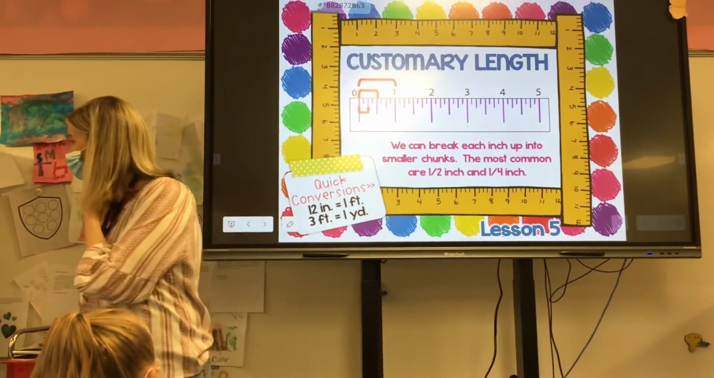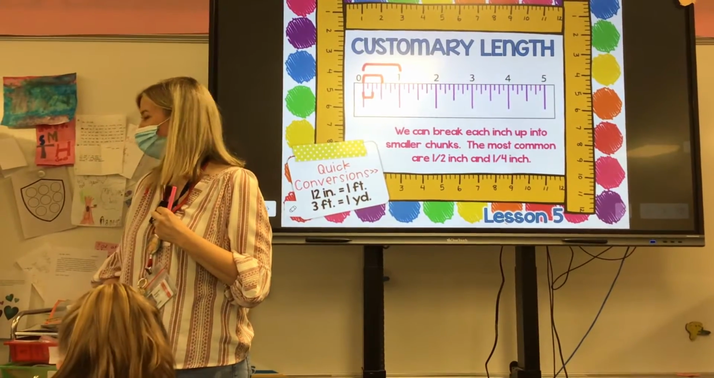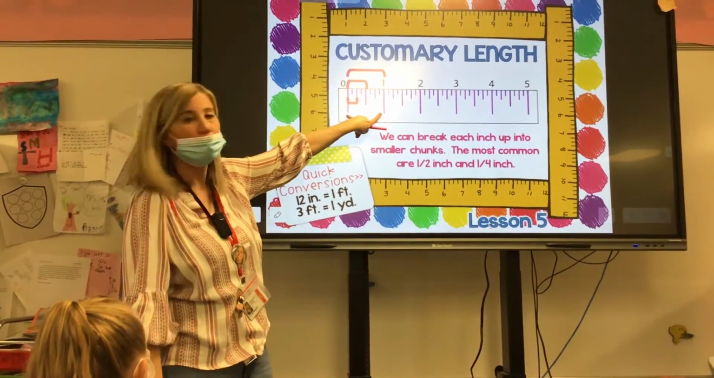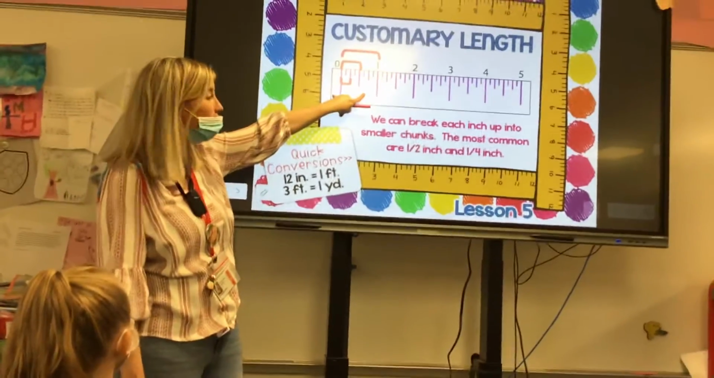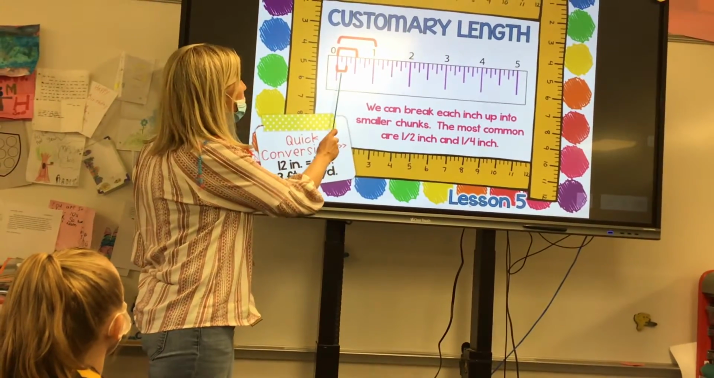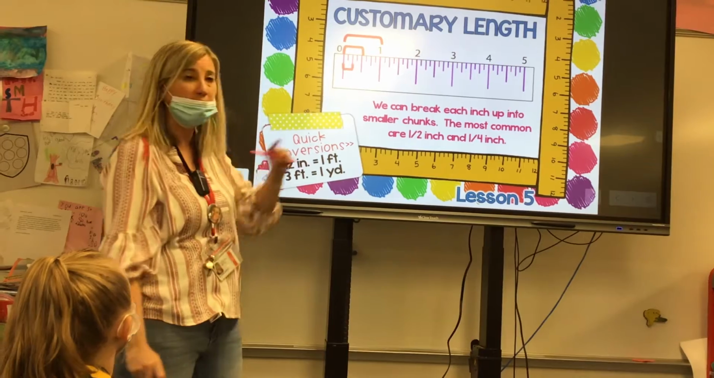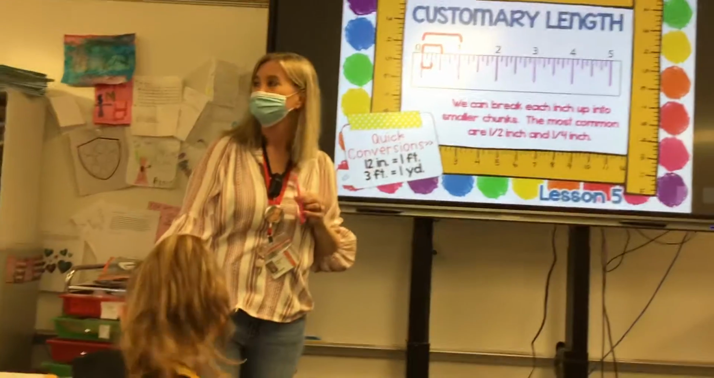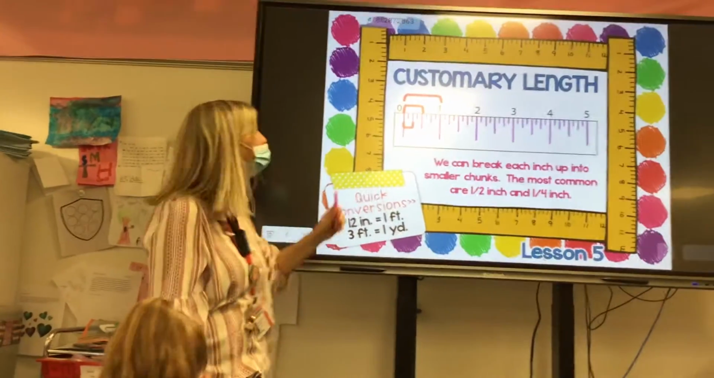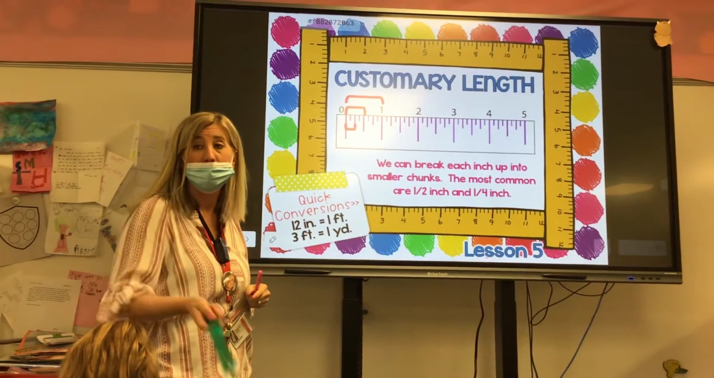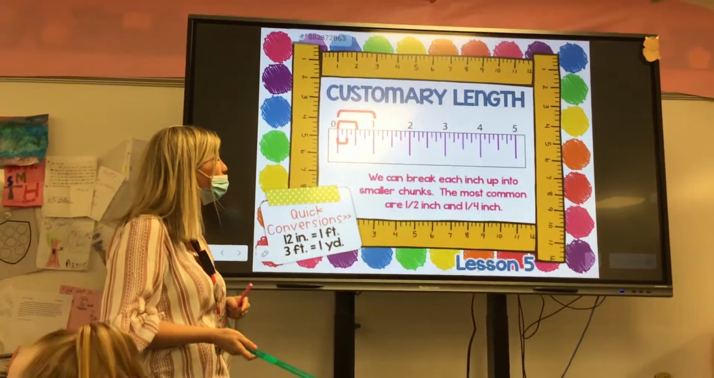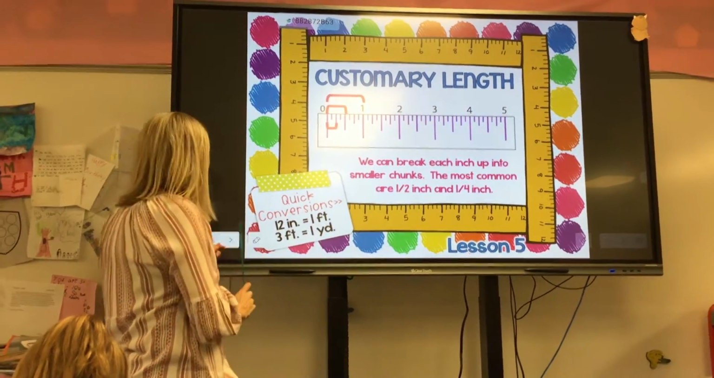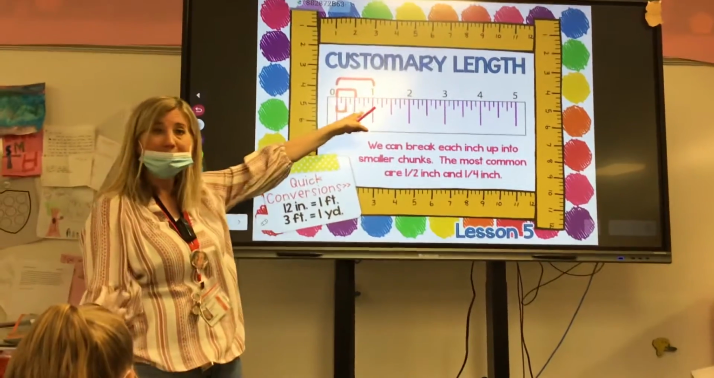Okay. We can break each inch up into even smaller chunks. We have talked about this. I have a handout for you. But when you look at this ruler, this customary ruler, this 1 inch is divided up into how many equal parts? Can you count them? How many equal parts are in that inch? Callie? Close. You're really close. 1/4 and half. Well, we've talked about that. That one's a 1/4. That one's a half. But how many total equal parts are there? 8. There's 8 equal parts.